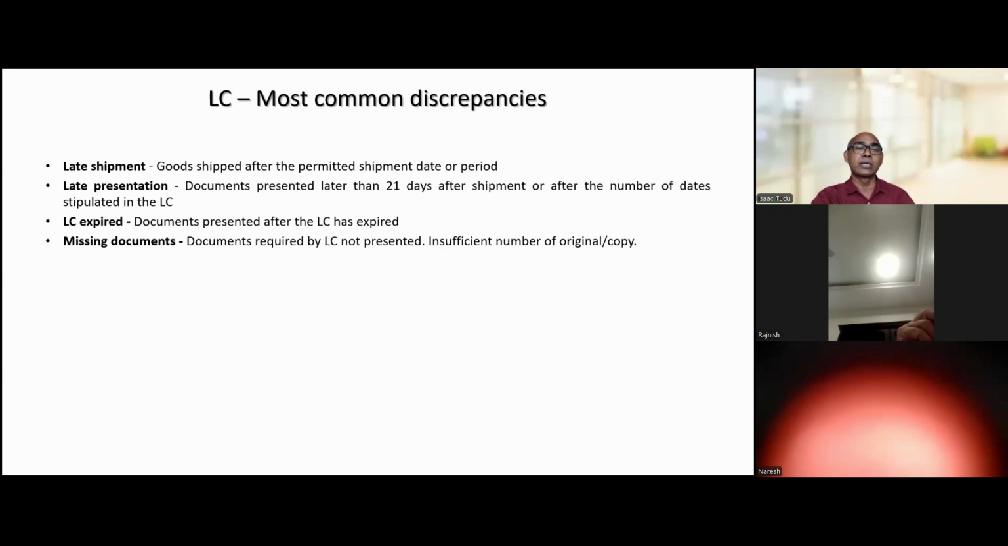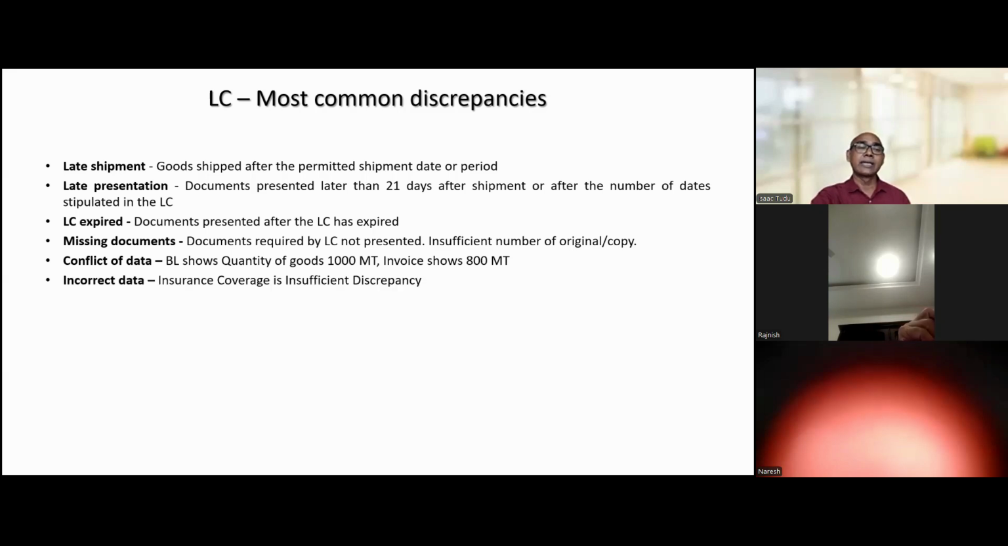Conflict of data. Bill of lading shows quantity 1000, invoice shows 800. So conflict is there. Okay. Incorrect data. Insurance certificate has been asked for 110% cover, but cover is only up to 105%. Discrepancies, right? Goods description not as per LC. So whatever goods description is mentioned in the LC is not captured properly in the invoice. So these things are very common discrepancies, right?